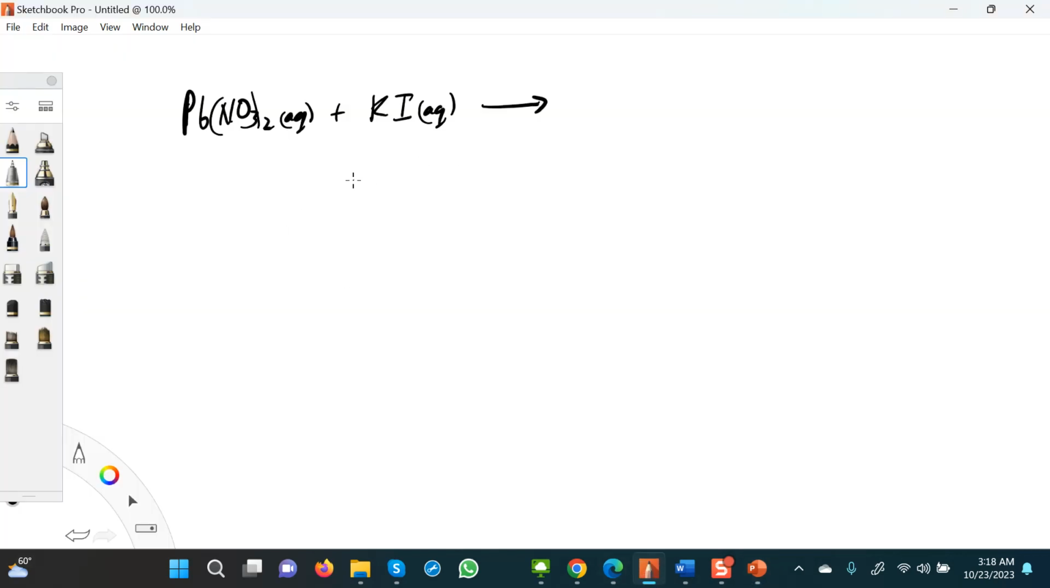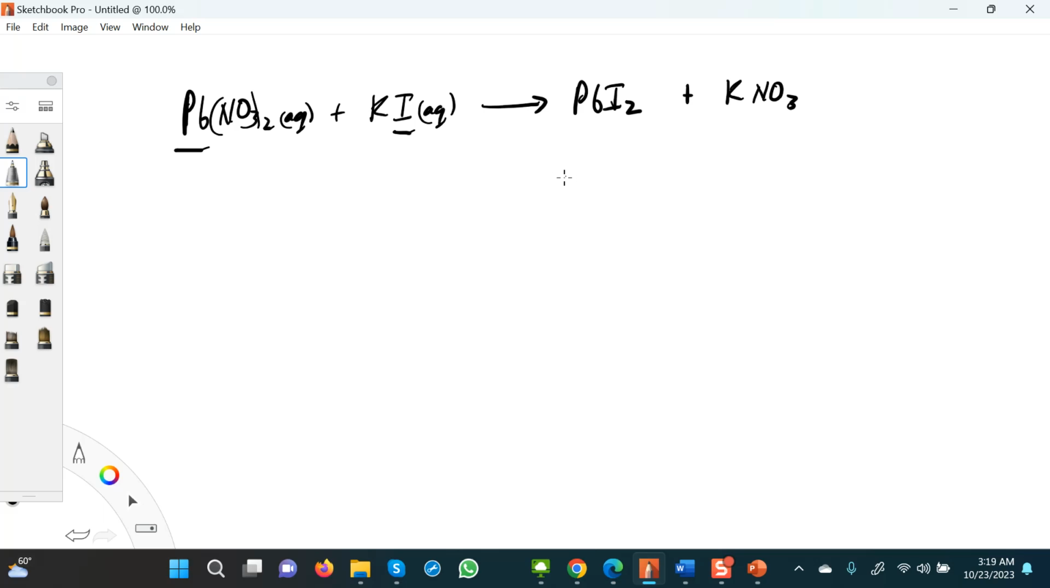So you could be asked to write down a balanced equation for this reaction. So this would be, as I said before, a double displacement reaction. So we know that the lead will come together with the iodide to form lead iodide, and the formula for lead iodide would be PbI2, all right? And in the case of potassium coming together with the nitrate, it's going to form potassium nitrate, and the formula for that would be KNO3.